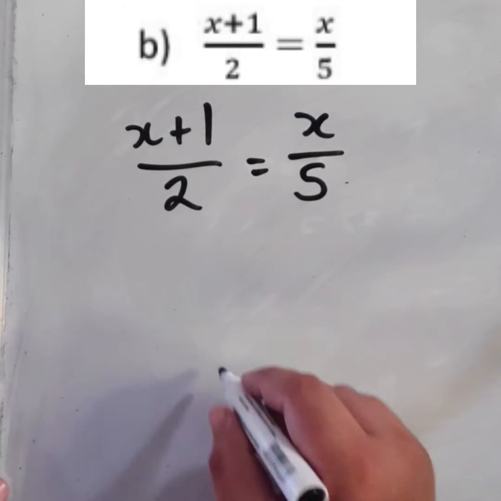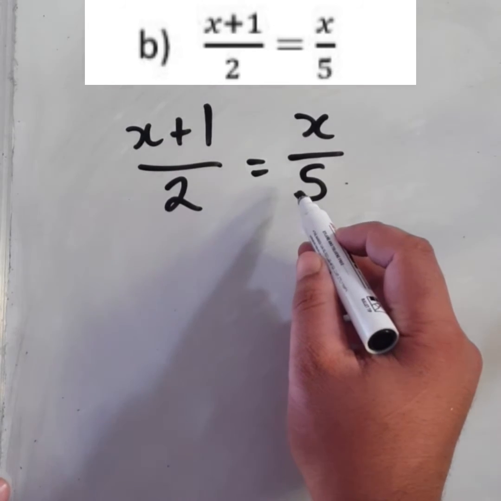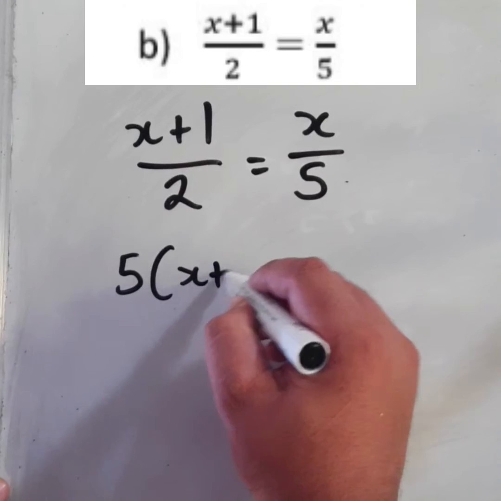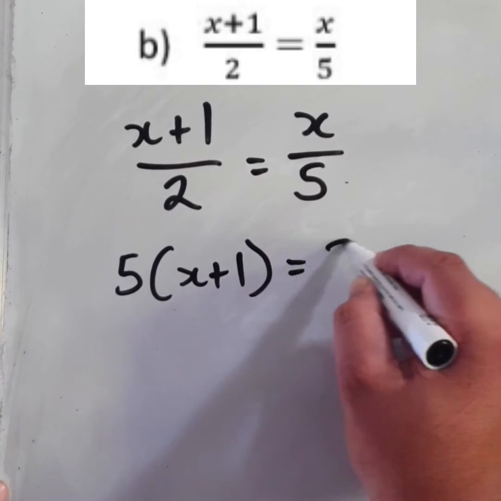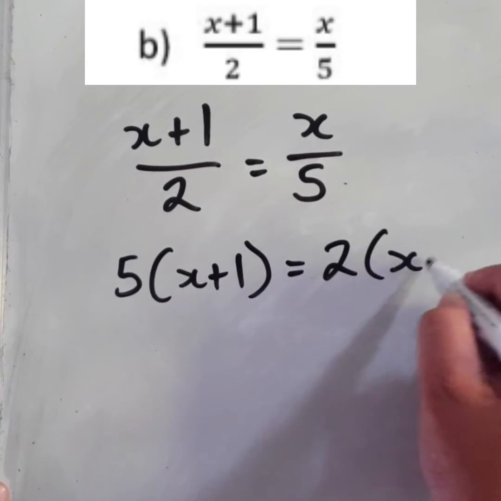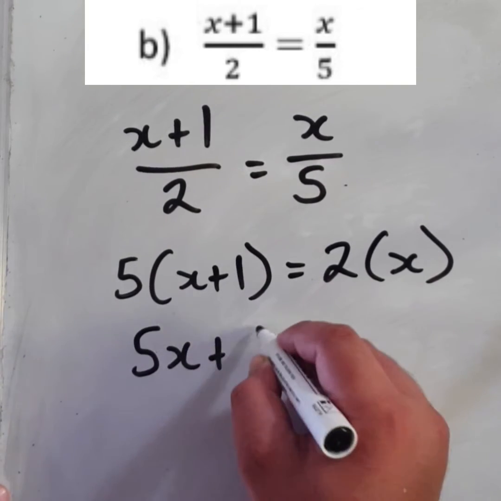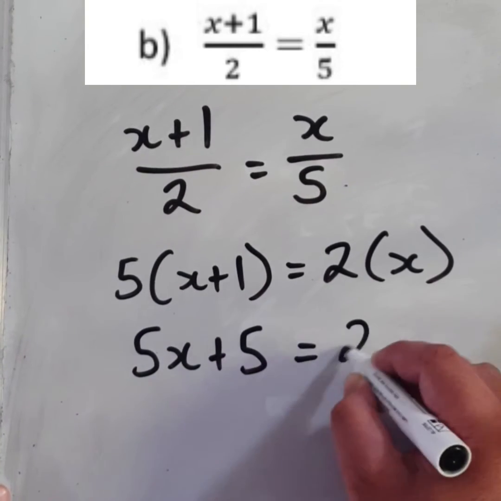Now we have two algebraic fractions which are equal to each other. So what we can do is cross multiply. So 5 multiplied by x plus 1 and 2 multiply x. Now we can expand the left hand side. 5 times x is 5x. 5 times 1 is 5 equals 2x.